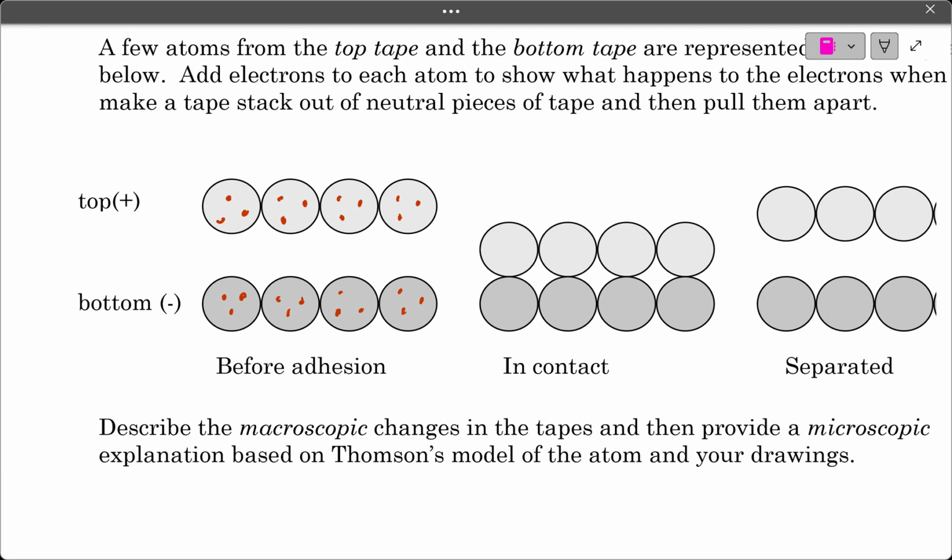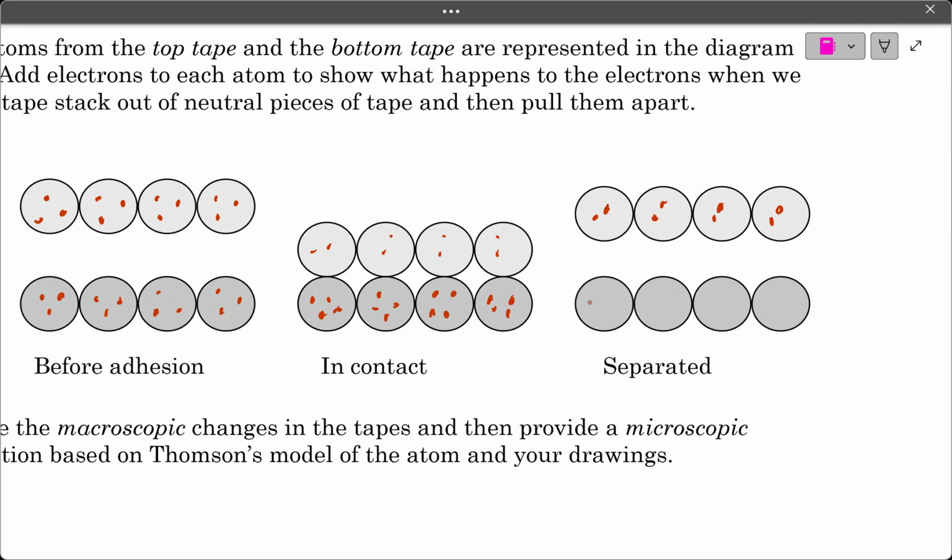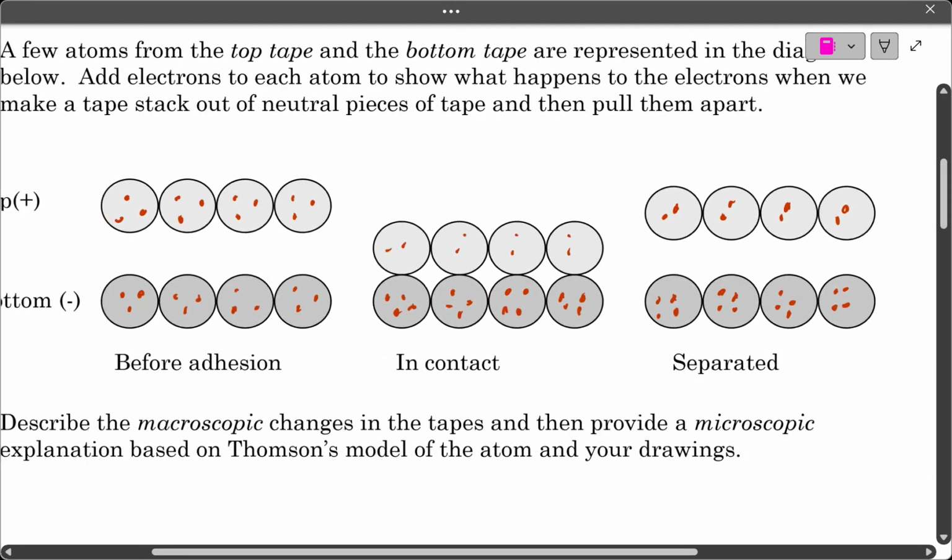So when we put them together, we find that the bottom tape actually attracts the electrons. One of those is going to be moving into the bottom tape, and that leaves only two in the top tape. So when we pulled apart the tapes, that left the positive, or the top tape, to have a positive charge, and the bottom tape actually took on an extra electron or some electrons from the top tape.